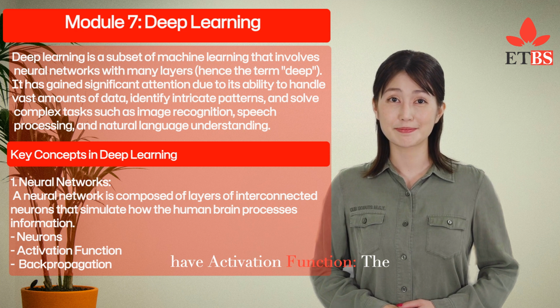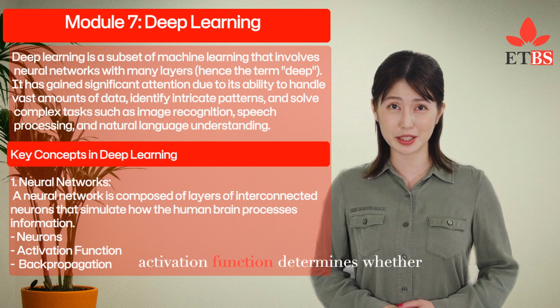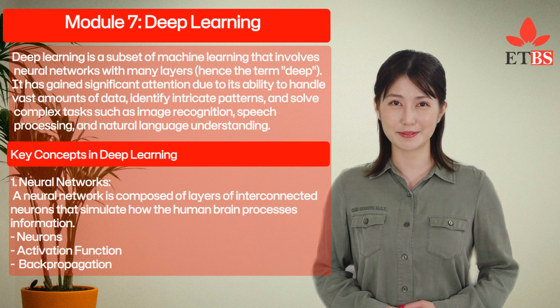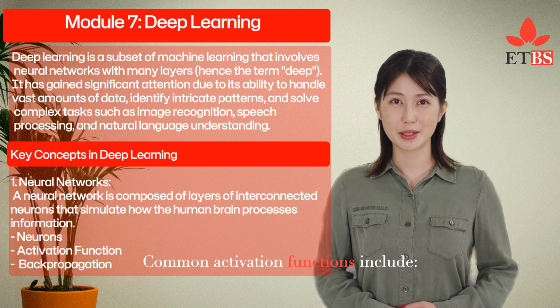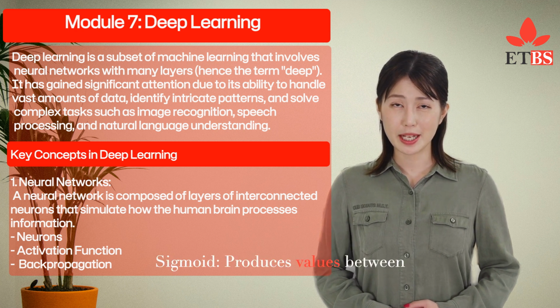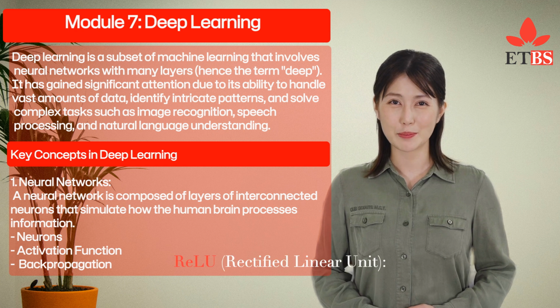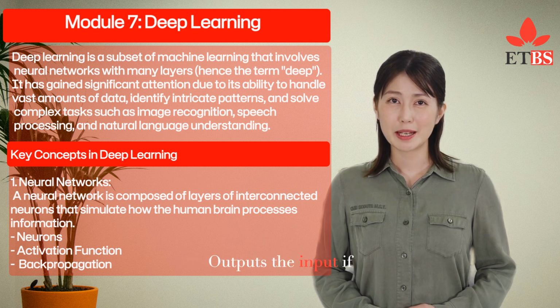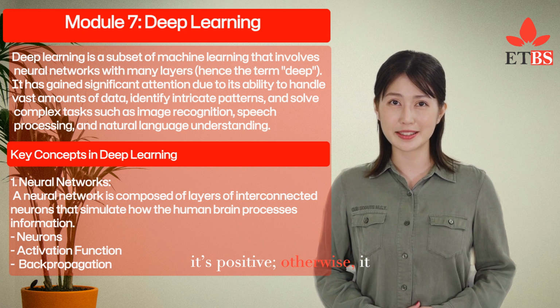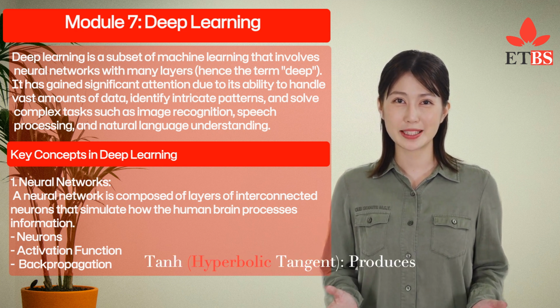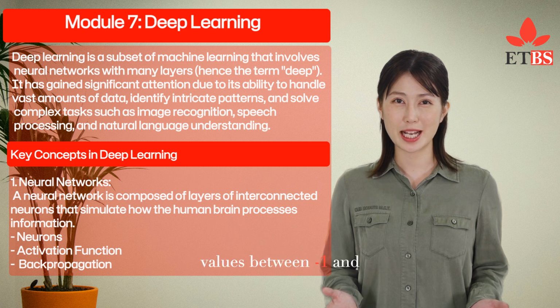Activation function. The activation function determines whether a neuron should be activated, or fired, or not. Common activation functions include sigmoid, which produces values between 0 and 1. ReLU, rectified linear unit, outputs the input if it's positive, otherwise it outputs 0. Tanh, hyperbolic tangent, produces values between -1 and 1.